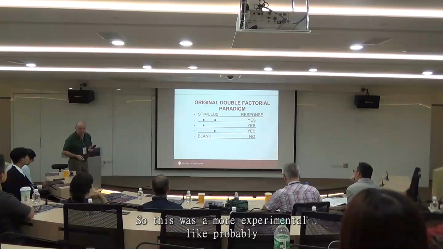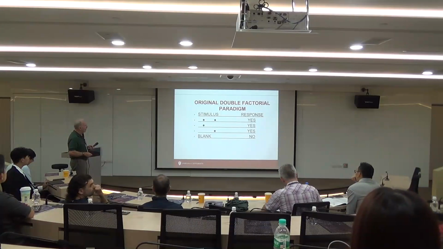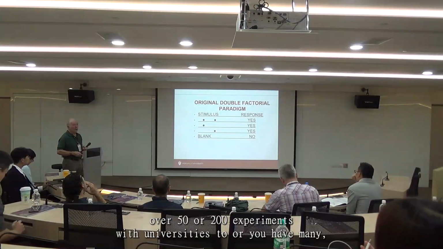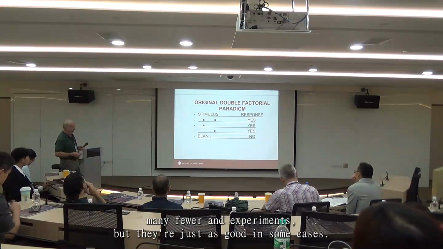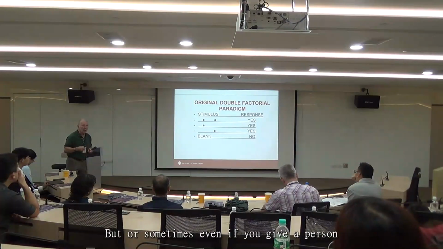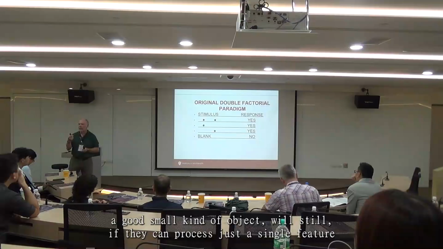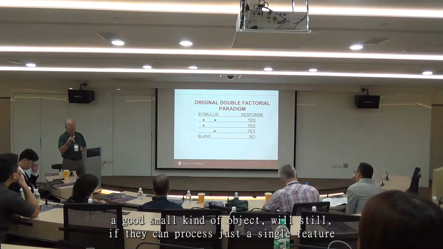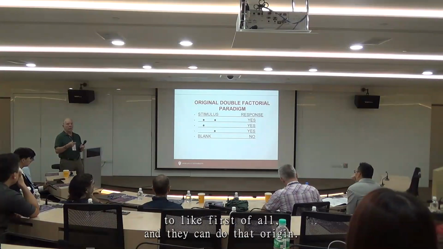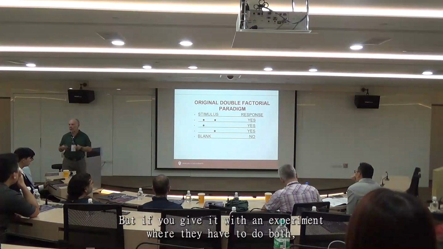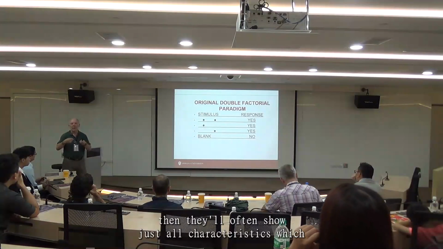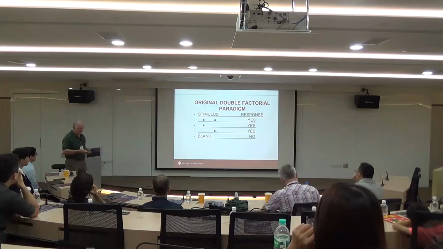So this was an AND experiment, and probably 150 or 200 experiments have been done since then. You have many, many fewer OR experiments, but they're just as good, in some cases better. Sometimes, even if you give a person a Gestalt kind of object, they'll still, if they can, process just a single feature to make the response. And they can do that in an OR experiment. But if you give them an AND experiment where they have to do both, then they'll often show Gestalt characteristics in supercapacity.